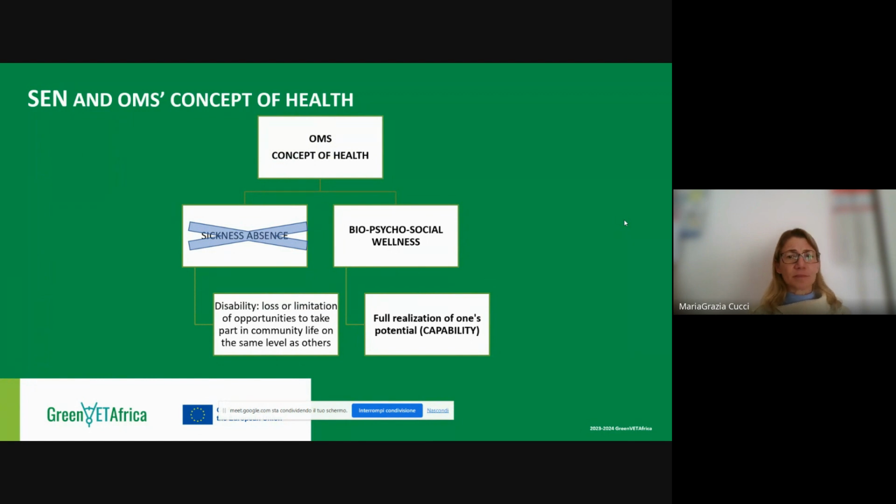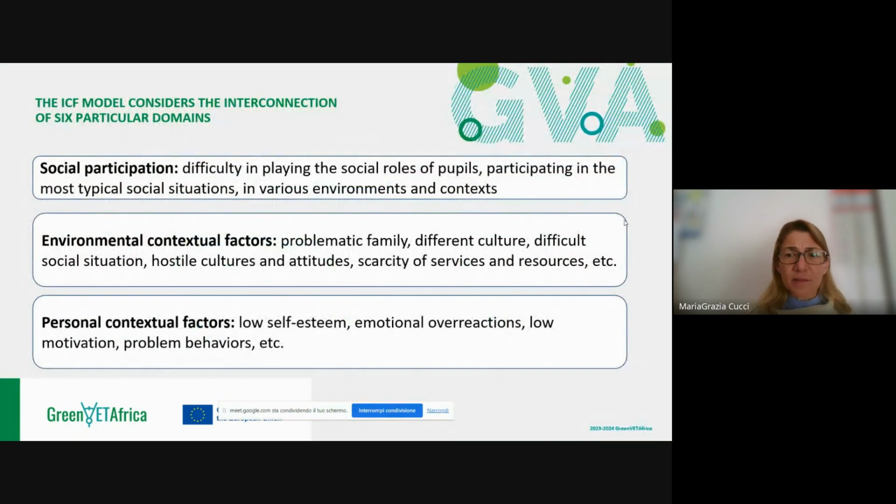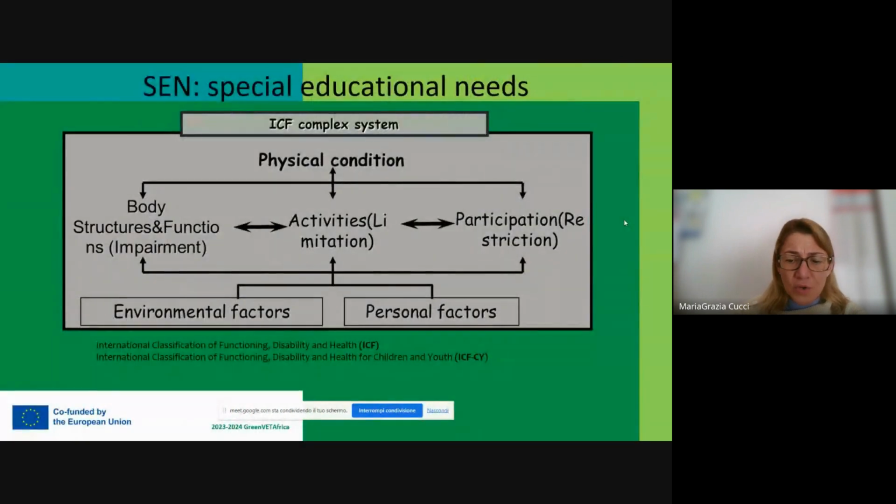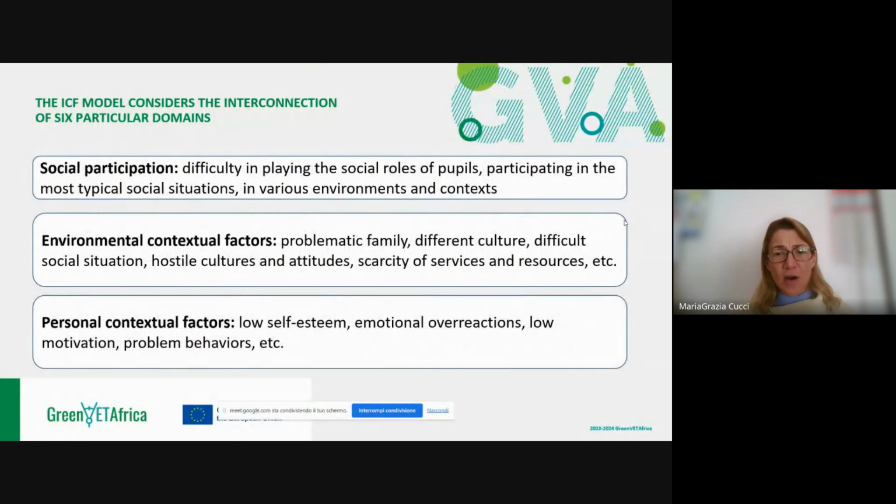Okay. So, do you have any contribution about these six domains, or would you like to say something about these six domains? Please, Isaac, I give you the floor.